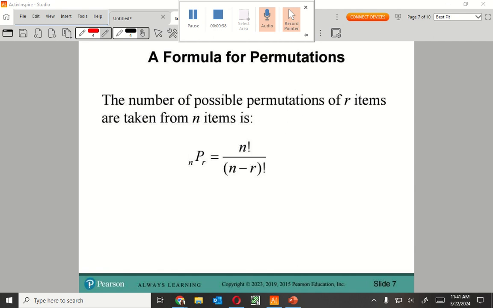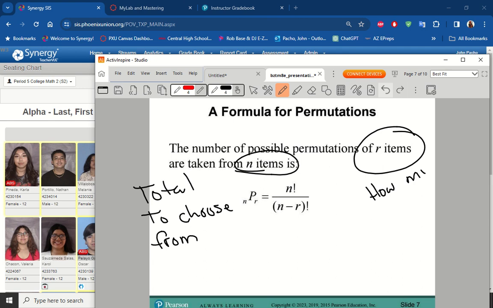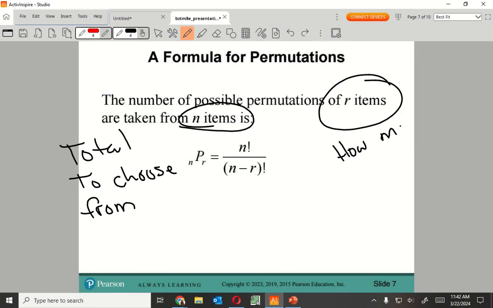So right here we're going to talk about permutations. Number of possible permutations of R items taken from N items. What this means is this is my total to choose from. This is how many we choose.